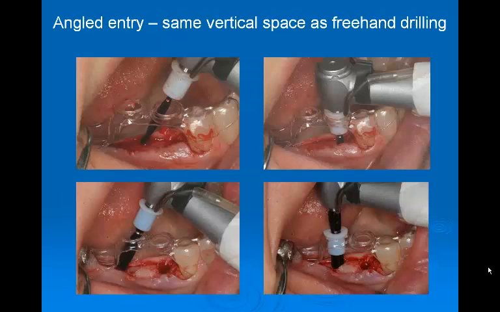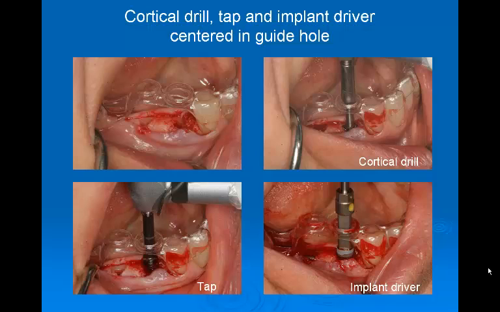Subsequently, drills with increasing diameters are placed through the guide hole. The tips are inserted into the pre-existing pilot hole, and the osteotomy diameter increased appropriately. As you can see here, the drills can be inserted through the guide at an angle and then straightened until their tip is in the previous hole, requiring the same vertical space as freehand drilling. There is clear visibility and access to the surgical site for flap reflection, and the guide can be used to center a cortical drill, a tap, and an implant driver.